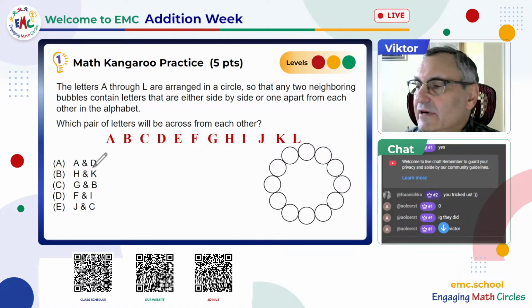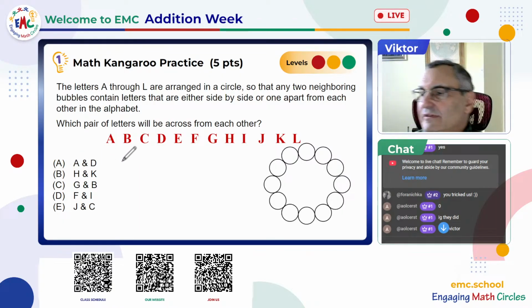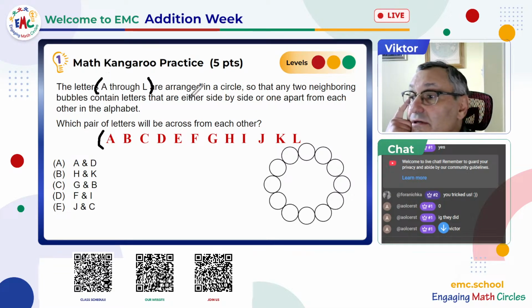Okay, and we have the alphabet here, A, B, C, D, E, F, and so forth. So we have A through L, and we're putting them on a ring of bubbles. And they've given us a couple pairs here. And one of the pairs is across from each other. We got to figure out which.